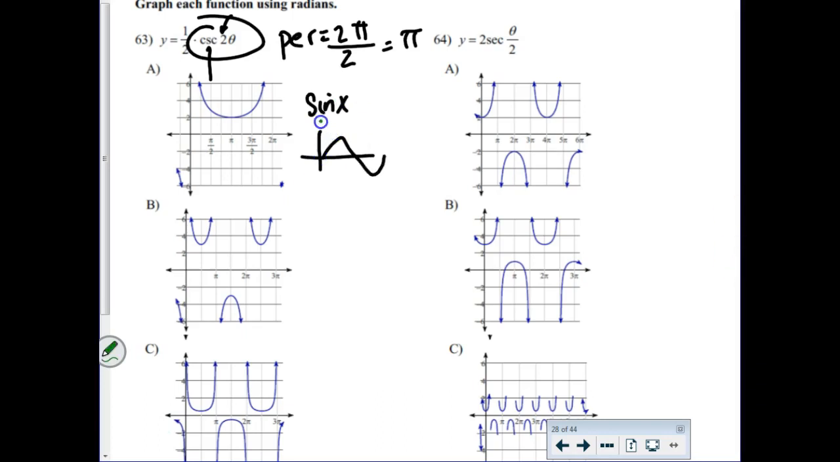And then cosecant would have the minimums and maximums matching up. So I'm looking for a graph that has a few things. The amplitude line should be at 1/2. So I could probably eliminate some choices here just based off of that, right?